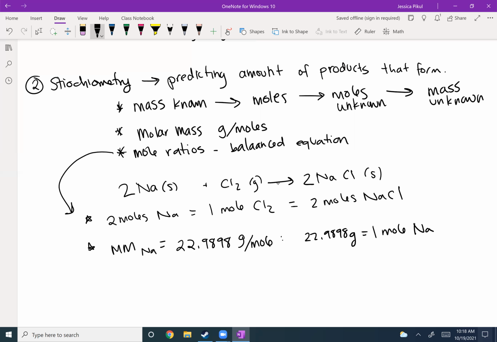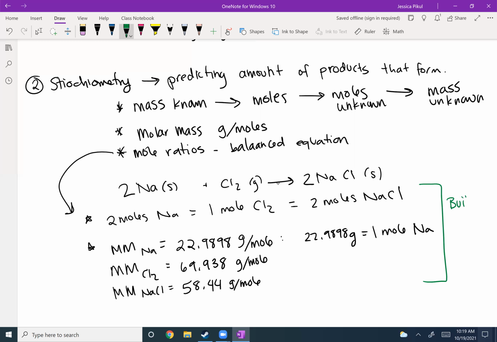So our chlorine gas is going to have a molar mass of 69.938. And the molar mass of our sodium chloride is going to equal 58.44 grams per mole. So usually these questions are structured so that you have some amount of this reactant, how much product forms? And whenever I read them, I feel like I just don't have enough information. That's always my red flag that I have to do a stoichiometry problem, because it requires you to build your own conversion factors.